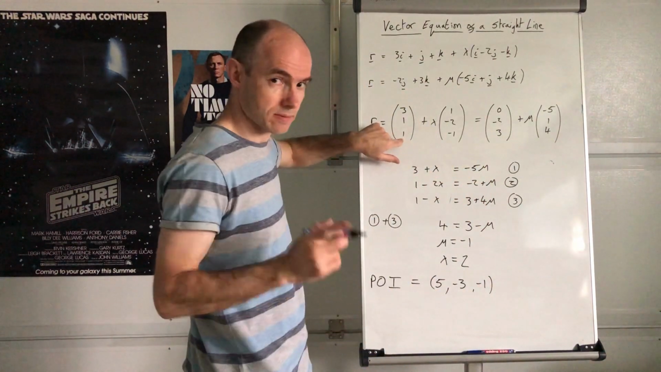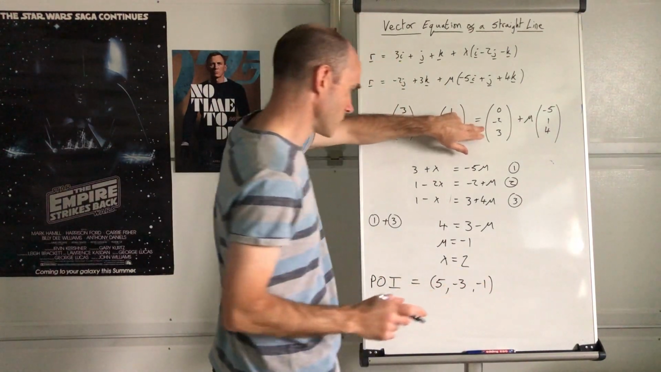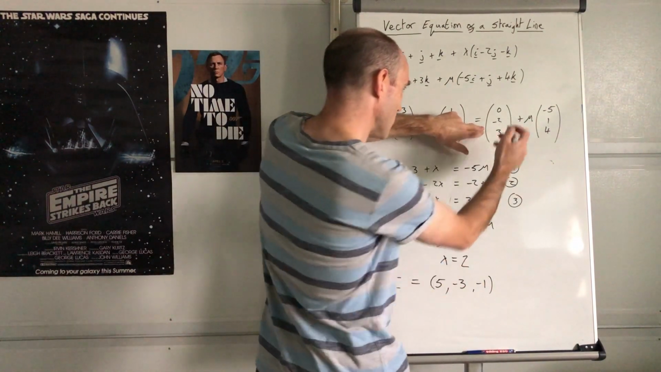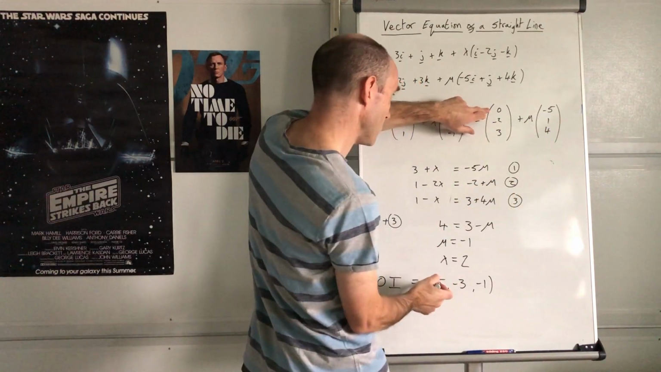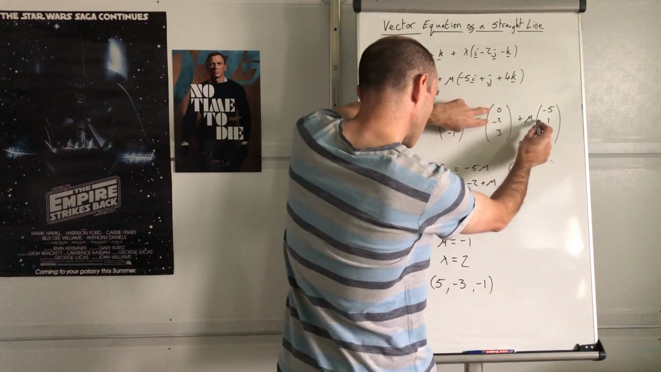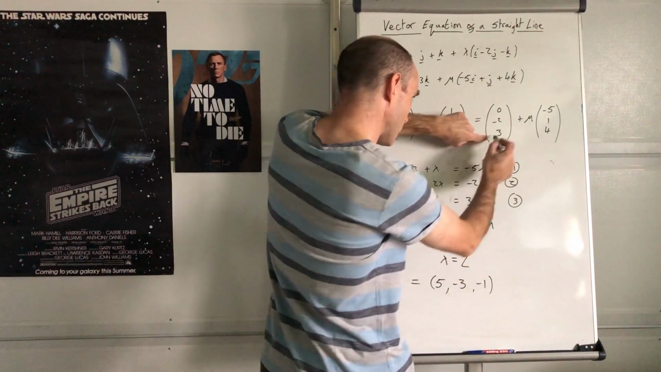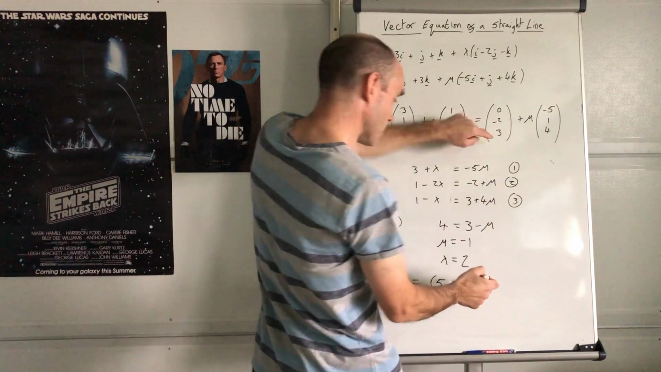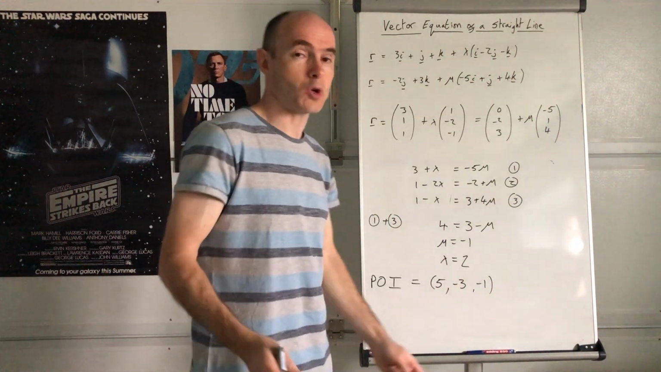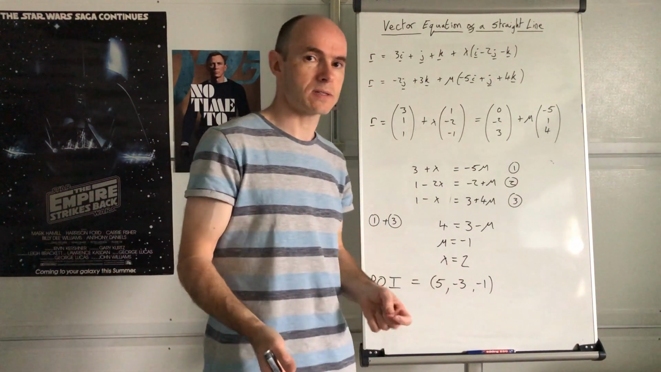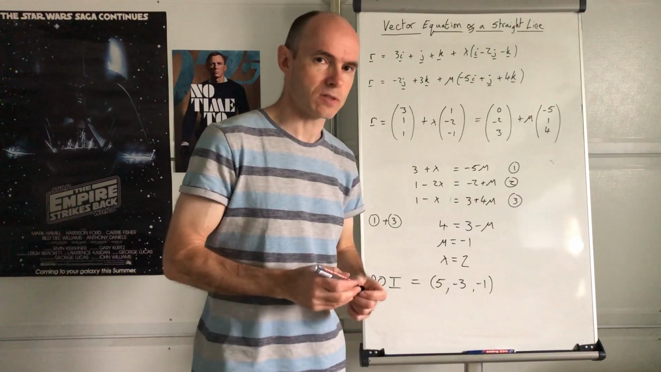Now I'm going to check that it works in that one as well, using mu is negative 1. So 0 plus 5, good. And then negative 2 plus negative 1, good. And then 3 subtract 4, good. So that's our point of intersection. That's done 2 things for us. It's shown the lines intersect, and it's found the point of intersection for us.